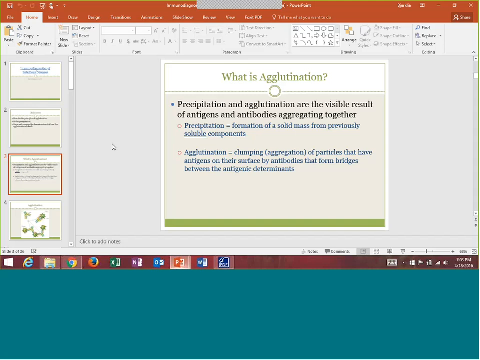The key difference is in the precipitation term, it talks about a formation of a mass from previously soluble components, and that's the key term there to make up a precipitation. Agglutination is the clumping of particles that have antigens on their surface by antibodies, and they form bridges with other antigen antibodies to make it large enough. But again, the key difference is precipitation is involving soluble components.